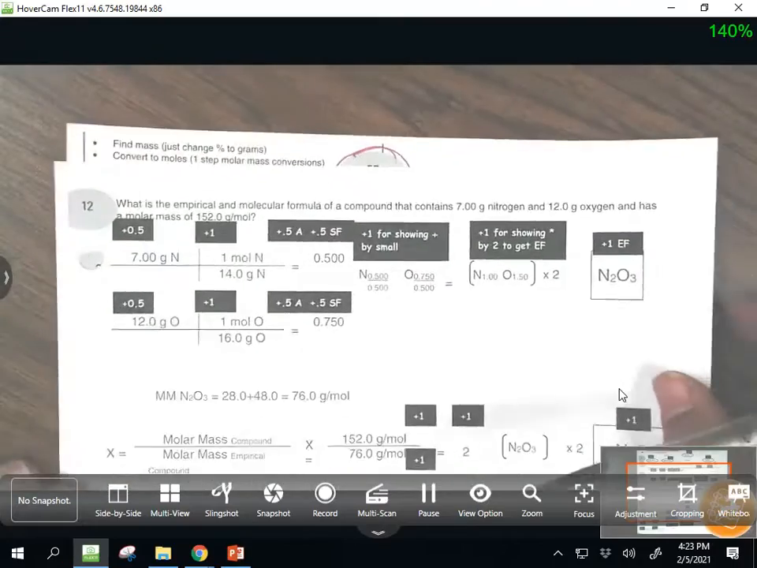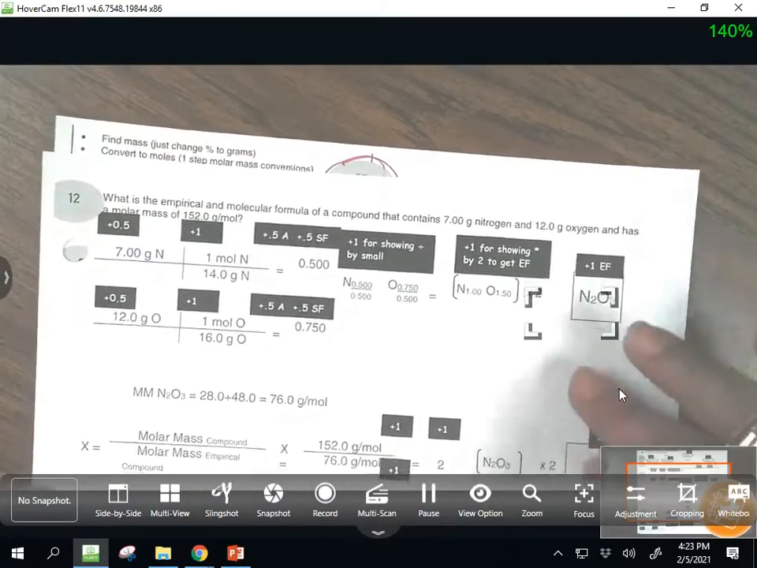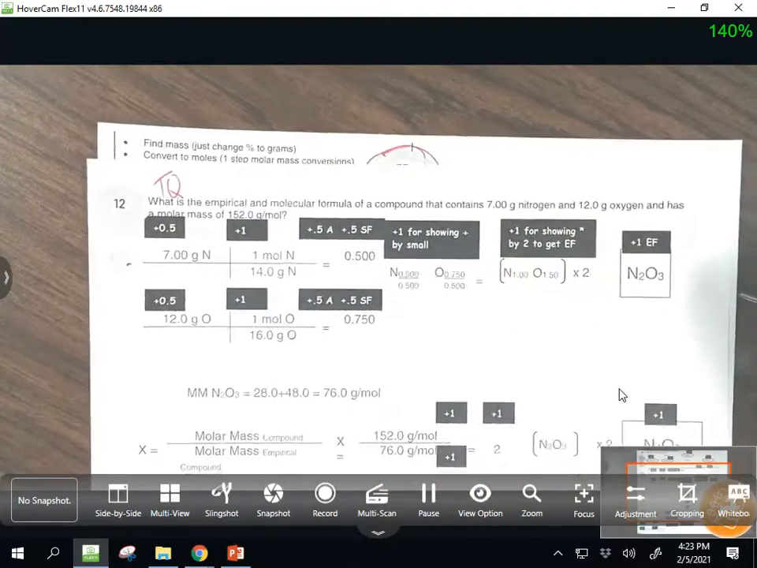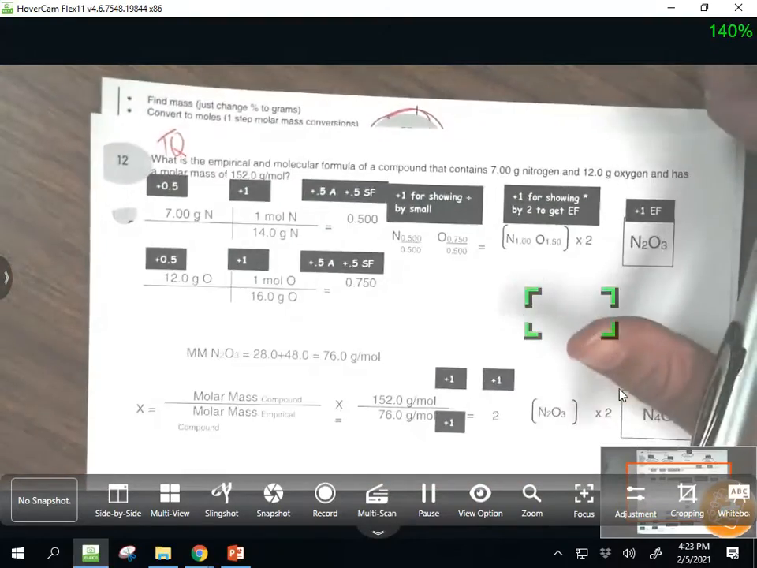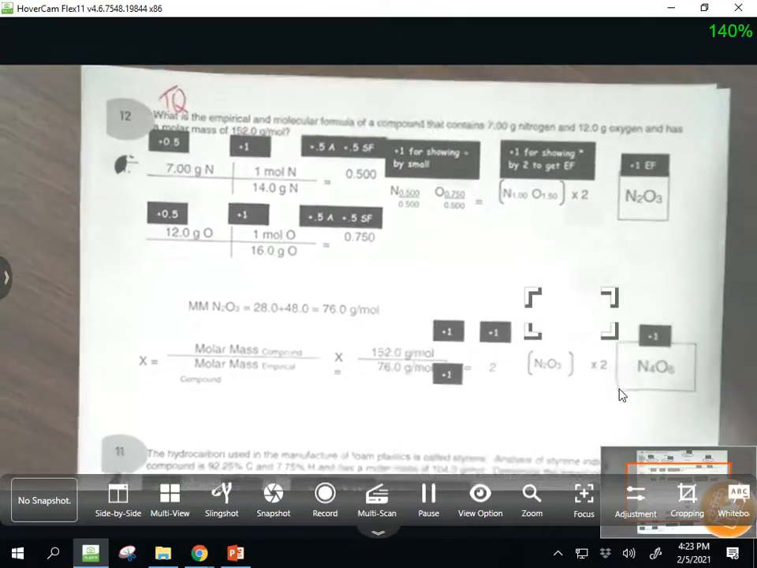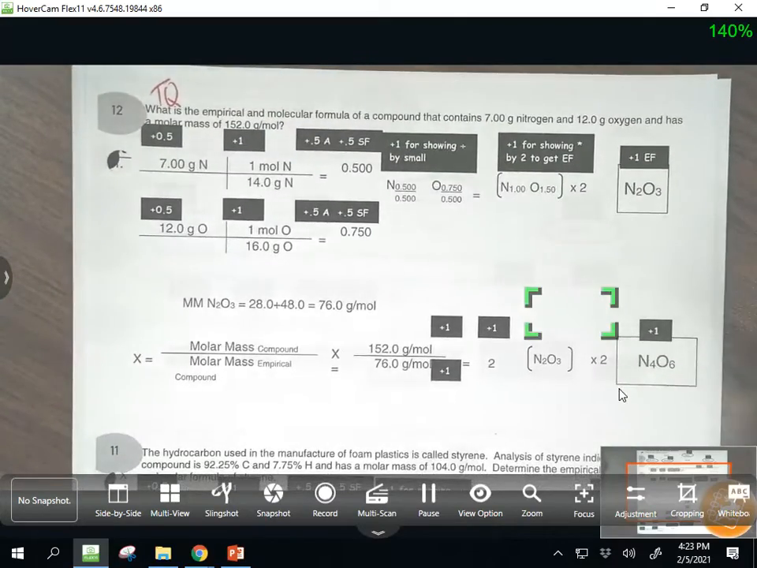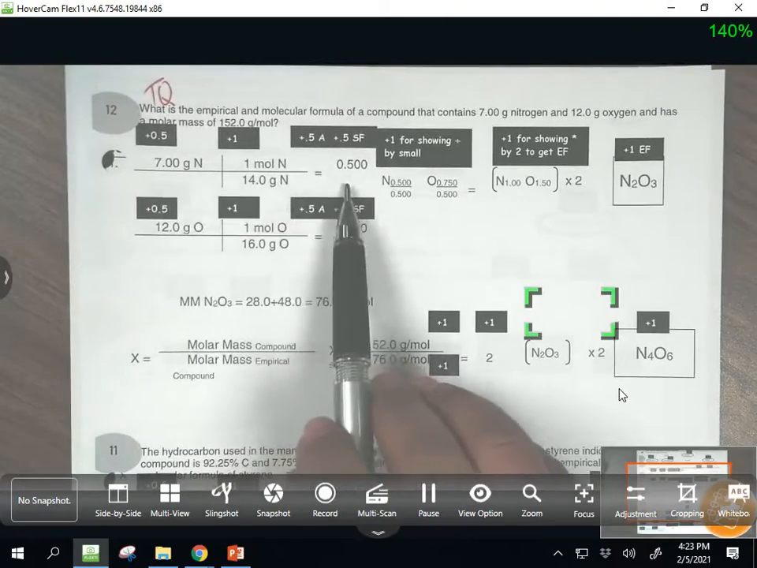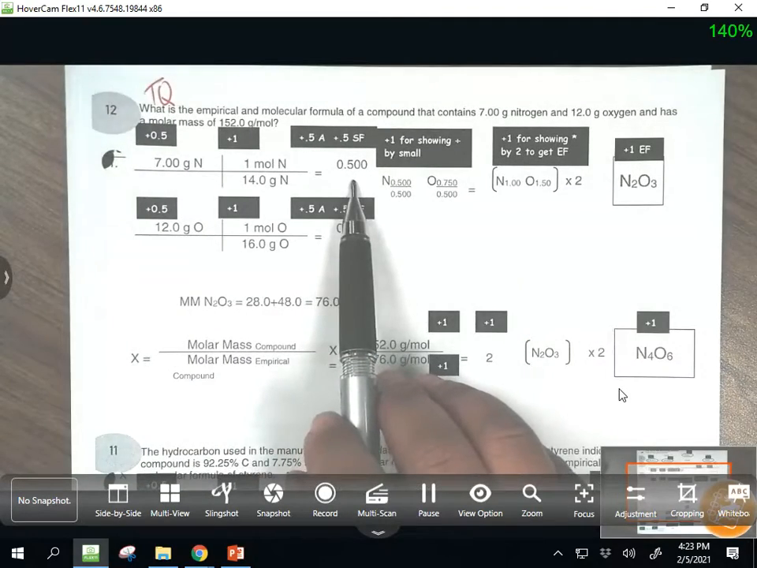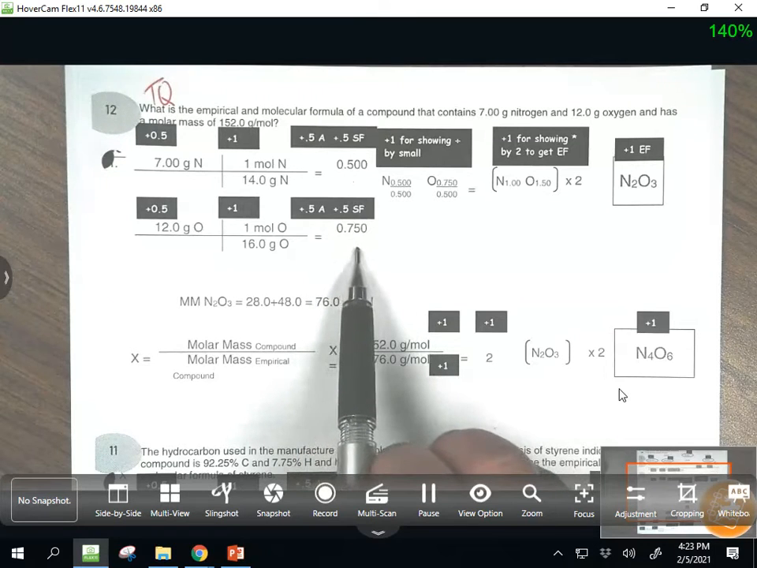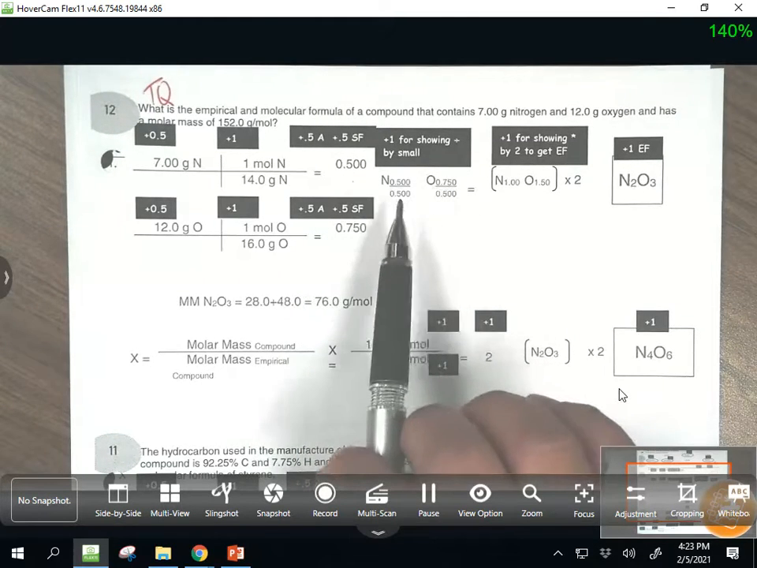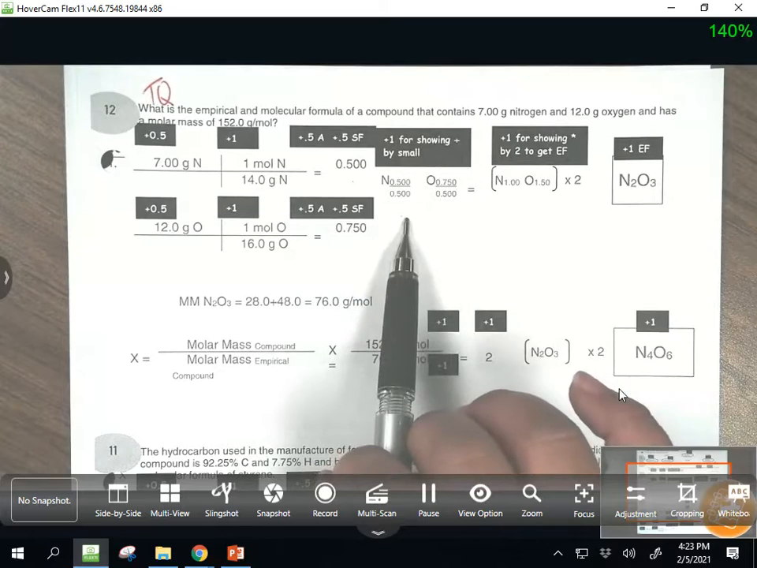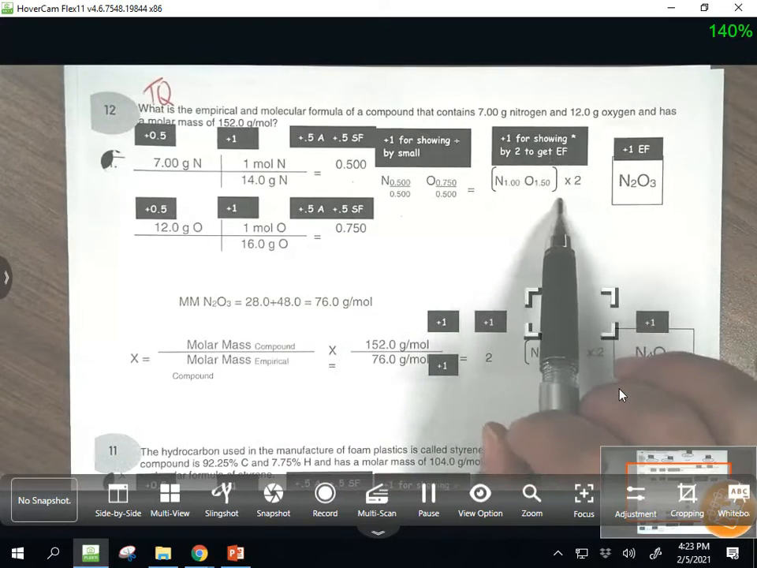Next page, we're looking at a problem that looks just like the one that I said is a test question on the notes, right? So you have to find the molecular formula, but you don't have the empirical formula. So for the empirical formula, you have to solve for moles, so 0.500 moles of N, 0.750 moles of O. Don't forget to divide by small first. So it's 1 point for dividing by small. You got to multiply by 2 to make whole.